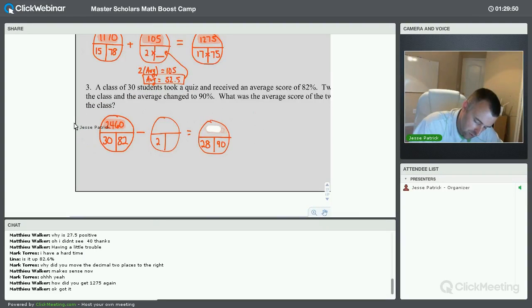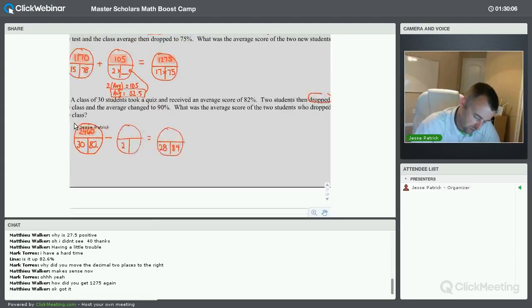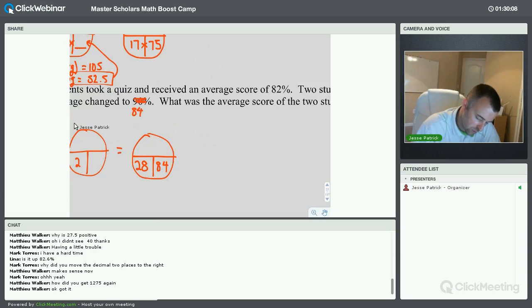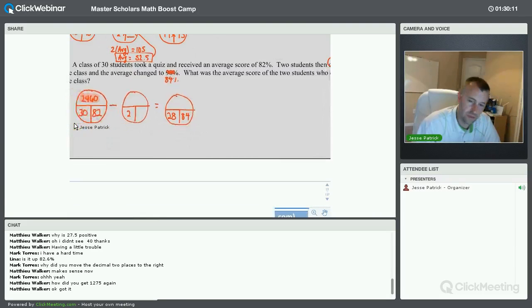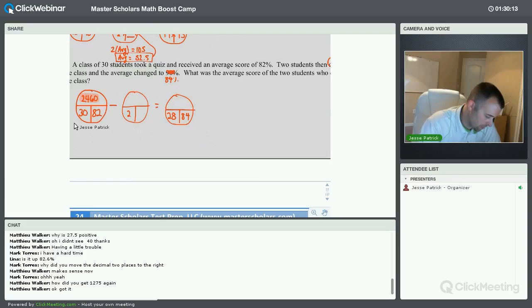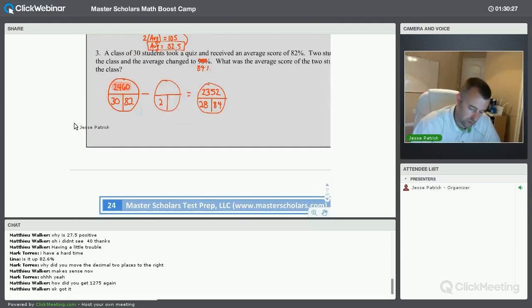So let's backtrack real quick and let's change this 90 to 84. So just do that for me. I just don't want a negative. I mean, it would still mathematically solve, but it wouldn't really make a lot of sense. So I'm going to change that new class average to an 84. So cross this number out, call that 84%. That's where I'm getting that number from. And let's remultiply that to 2352. That's better. Okay. So now we'll get realistic numbers.